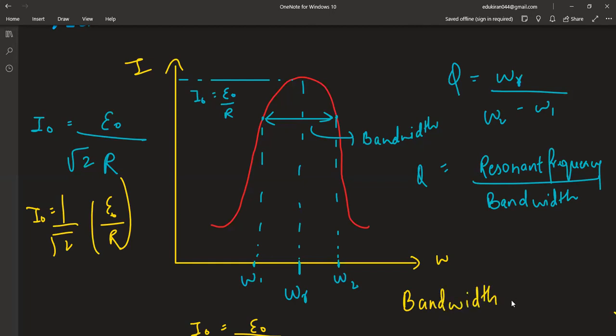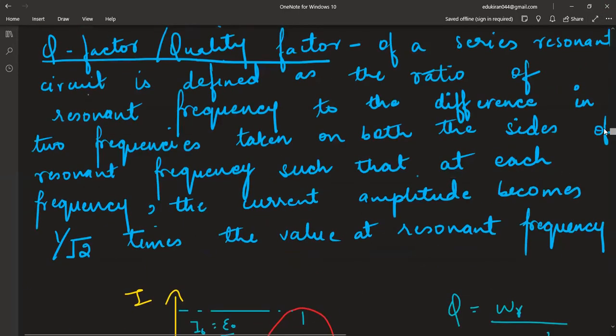What is bandwidth? This is equal to omega 2 minus omega 1. This separation is bandwidth. Okay. And what is resonant frequency? The resonant frequency is that frequency for which current is maximum, you can see. Now, what is quality factor? It's the ratio of this resonant frequency and bandwidth. That's it. Now come to the definition.